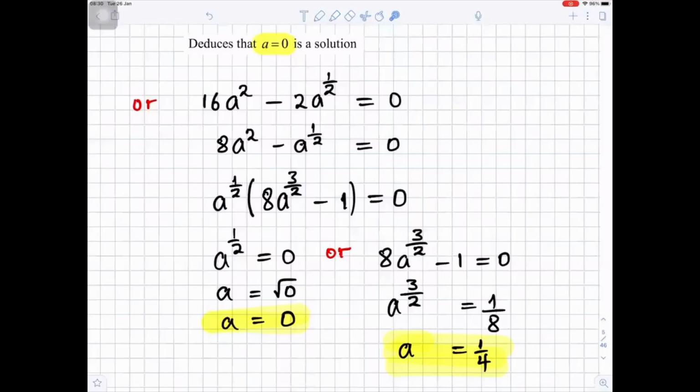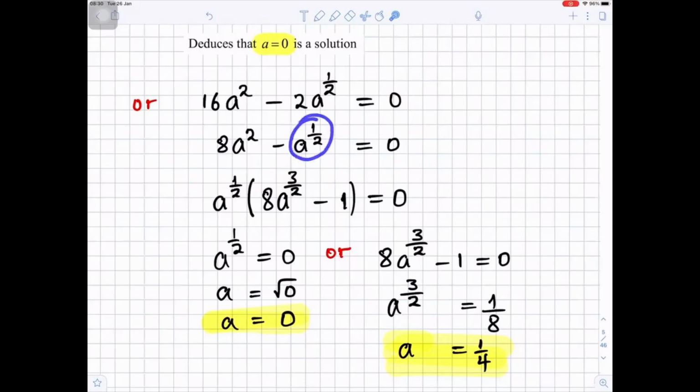To show that a = 0 is one of the solutions, we can solve the question this way. We can have 16a squared minus 2a to the half equals 0. We can divide by 2, so it becomes 8a squared minus a to the half equals 0.